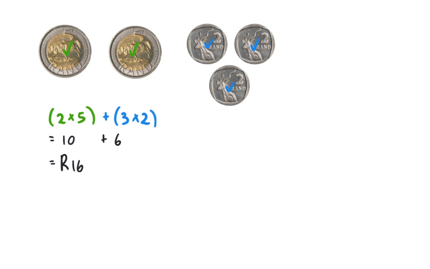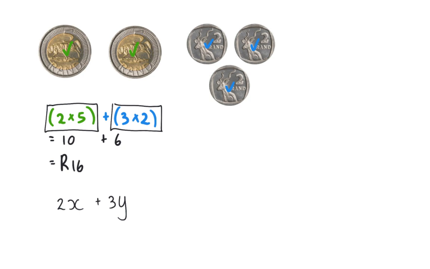This same approach can be used in algebra. Here we had 2 5 rand coins. And in algebra, we can also say 2 of a specific type of coin. To this, we added 3 2 rand coins. And because a 2 rand coin has a different value, we could have said 3 times a different type of coin. So in algebra, different letters represent different values.